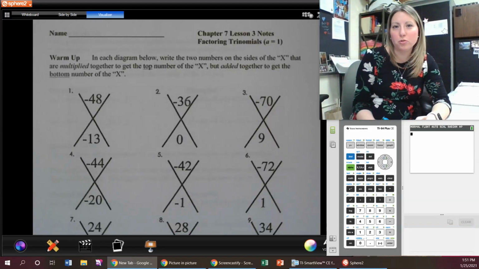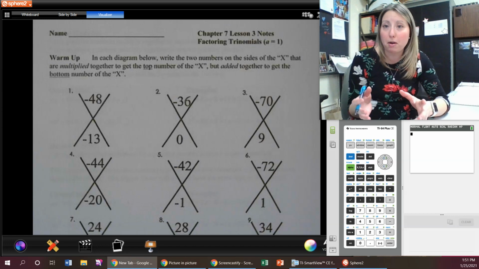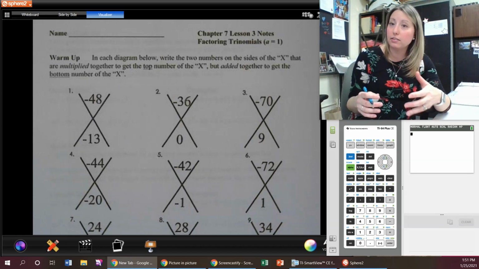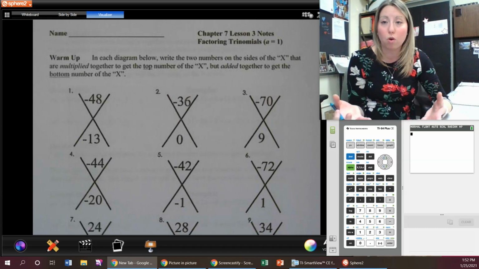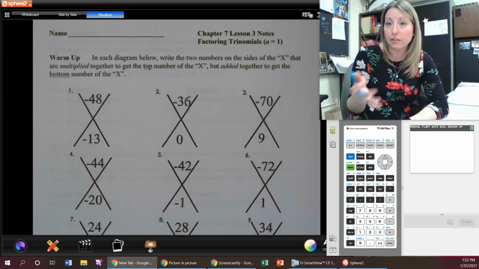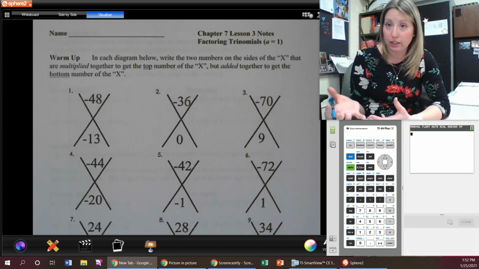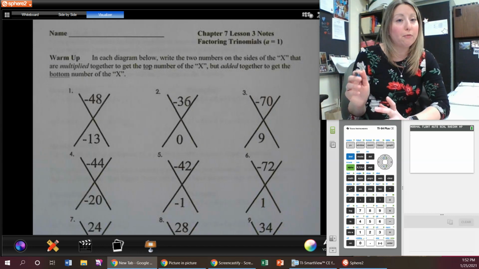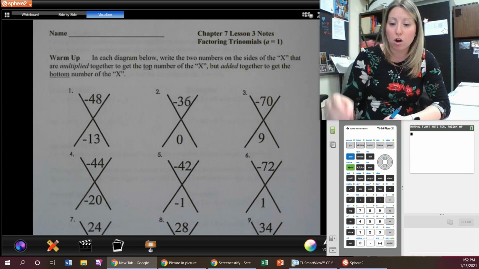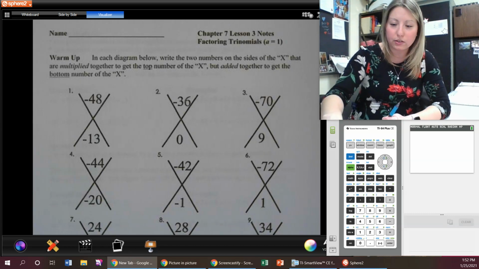Algebras. Welcome to your Chapter 7, Lesson 3 notes. We are going to talk today about factoring trinomials. And yes, the point will be made that your A value equals 1 in this factoring. I'll explain more when I really get into it what that particular piece means. Okay? But for now, I actually want to do a quick warm up with these little puzzles.